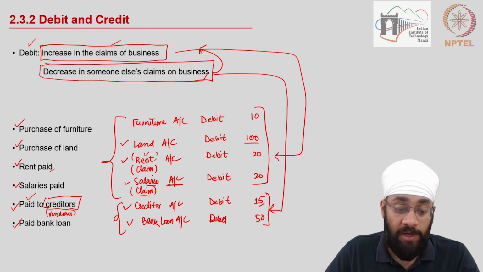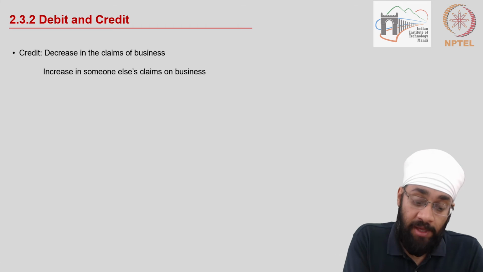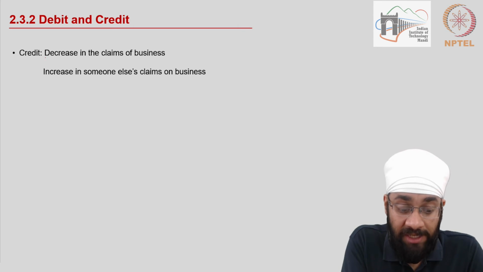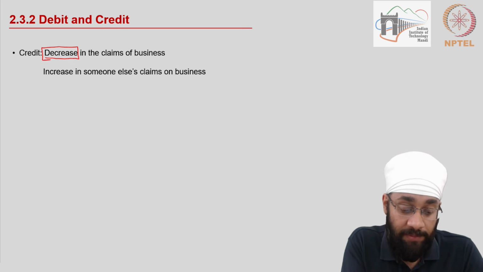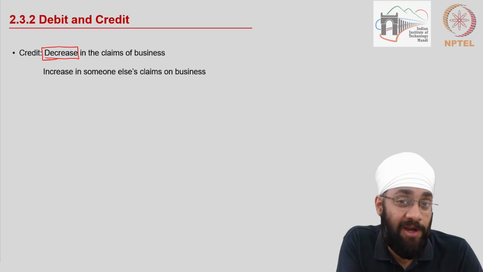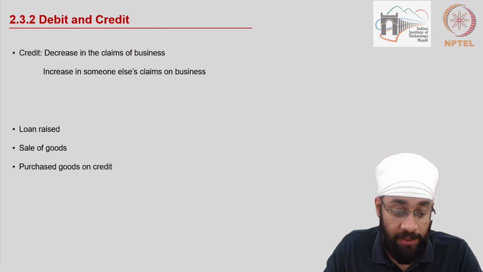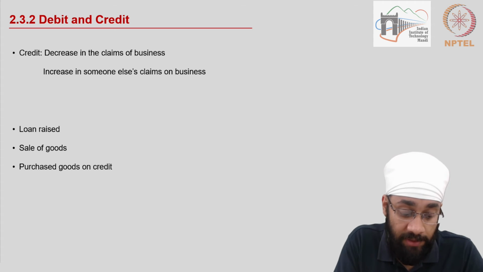Let's go to the other word, which is credit. What is credit? Credit refers to decrease. It's the opposite of debit. I hope it will make sense because I hope you have understood the word debit now. The opposite of that is credit, and we'll take some examples now. So a decrease in the claims of business is represented by credit. Let's look at these items one by one.